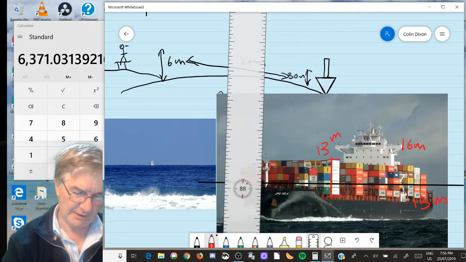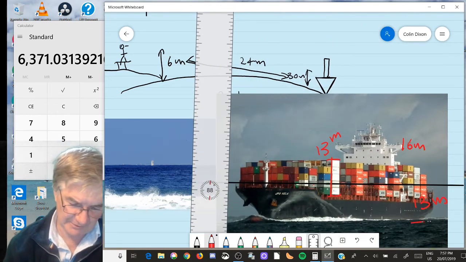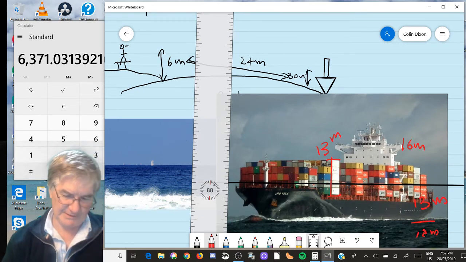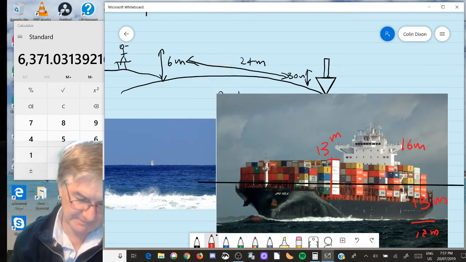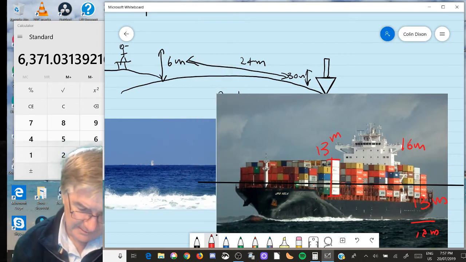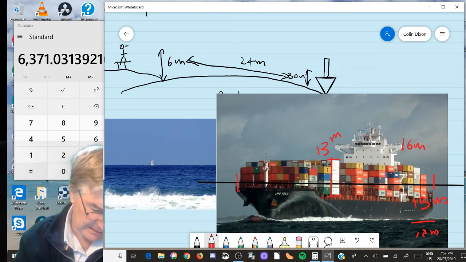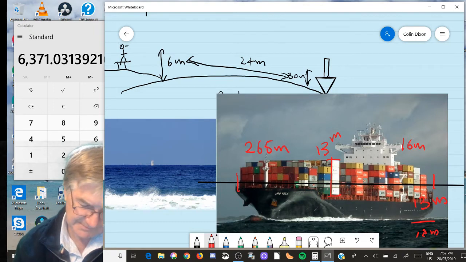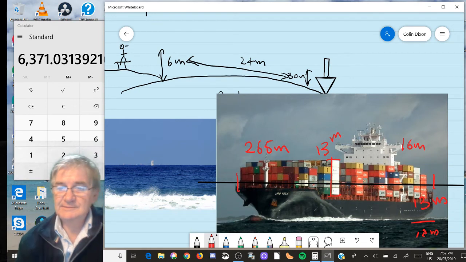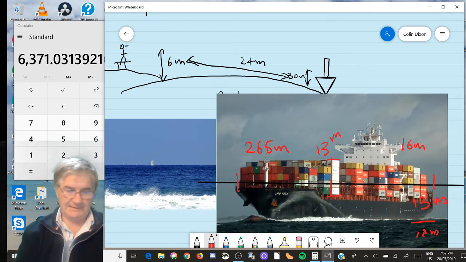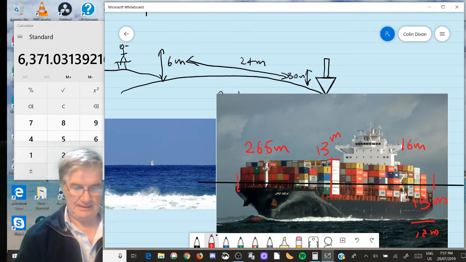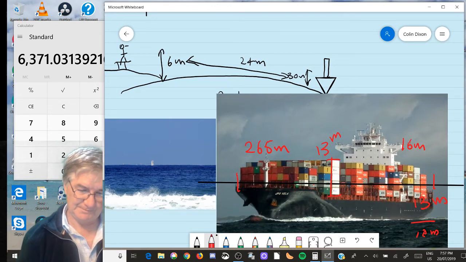So there we've got the height of the water level, and we actually know the draft of the ship is about 10 meters below the water. But that's not important for this calculation at the moment. And we also know the length of the ship, which is from here to here, is 265 meters. So that puts the whole thing to scale. So the question now is, do these numbers all make sense? And they do.